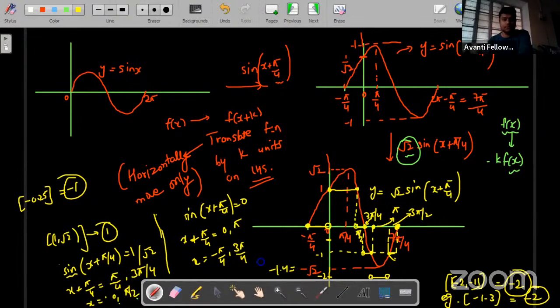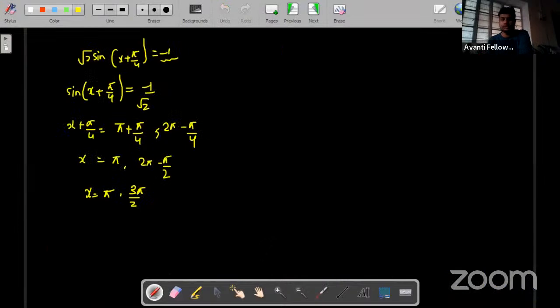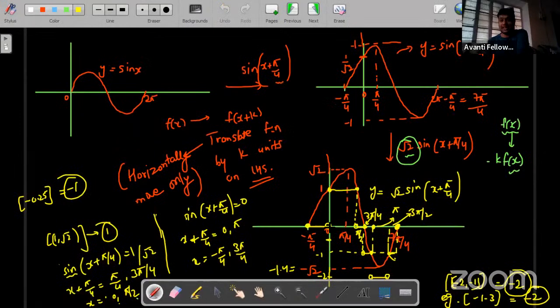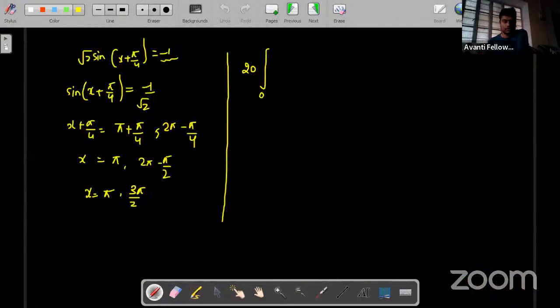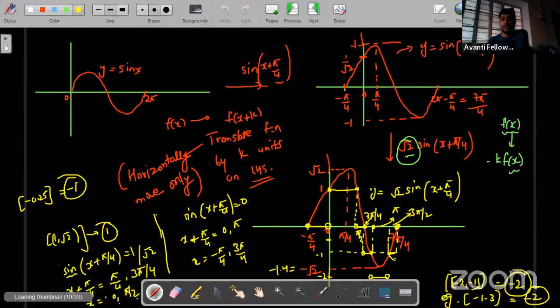Okay, so now we will finally find the integration. We were getting 20 times the integral from 0 to 2 pi. So we will now segregate every interval and find what the GIF is. So for minus pi by 4 to 0 we should write minus pi by 4. If you remember, I am writing minus pi by 4 because of the value of this function.